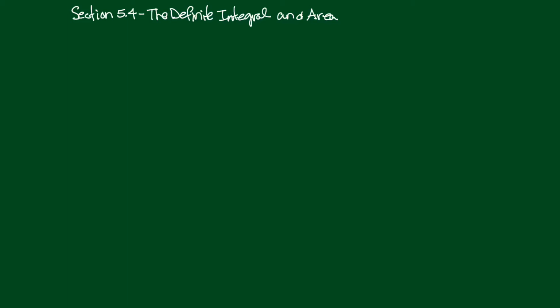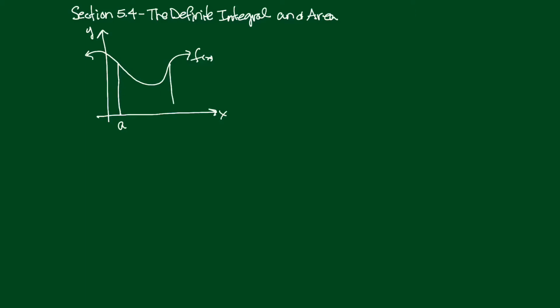We are going to use the definite integral to find the area under a curve. Let's get an idea of what's going to happen here. I'll draw a curve. Maybe it looks like this. Just some curve, f of x. And what we want to do is, from the left endpoint, call it A, to this right endpoint here, call it B, find the area of this region right here.